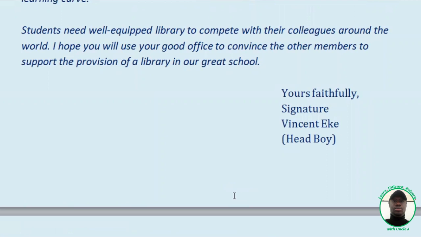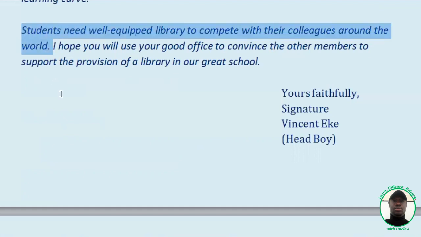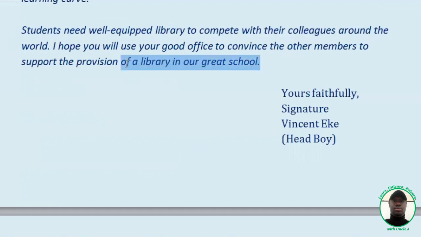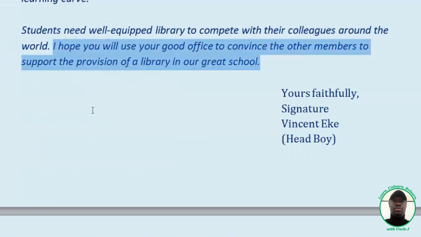Then in the conclusion, which is the last paragraph of the letter, you review why you're writing the letter and what you hope to achieve. Students need well-equipped library to compete with their colleagues around the world. I hope you will use your good office to convince the other members to support the provision of a library in our great school. You see, here, you reviewed why you're writing the letter to get a new library, then what you hope to achieve. You hope the chairman would provide the library for you.